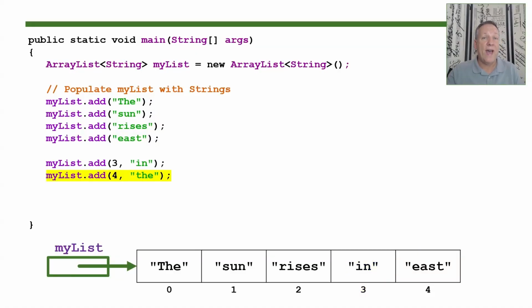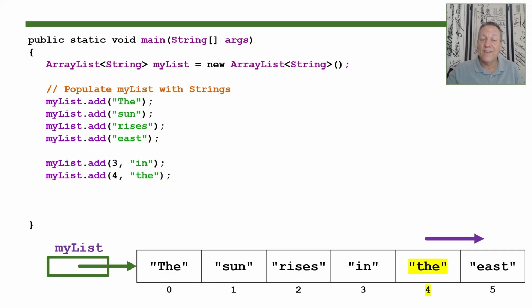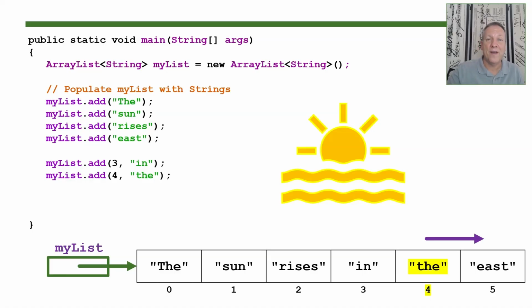Let's do another add where we say myList.add, and let's put this at position 4. So we're going to have the word "the." So now what happens? "East" is going to slide down and make room for the word "the." So now we have "the sun rises in the east." And that's our sun rising in the east there.